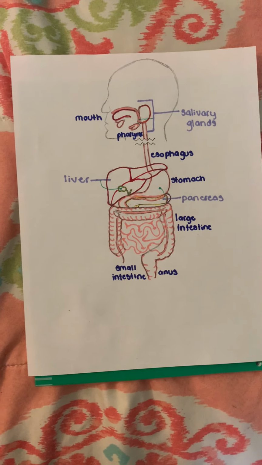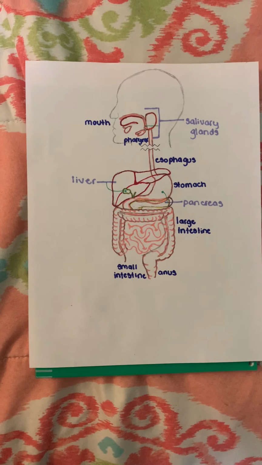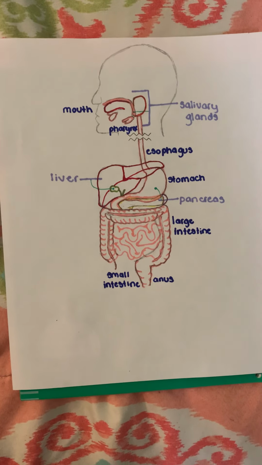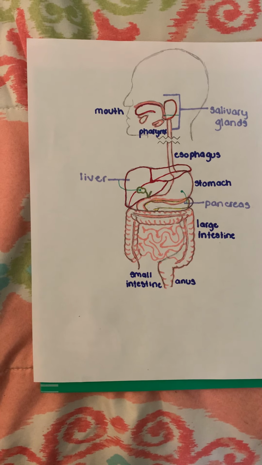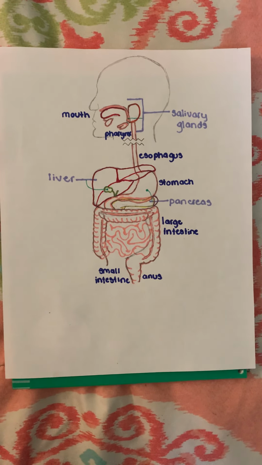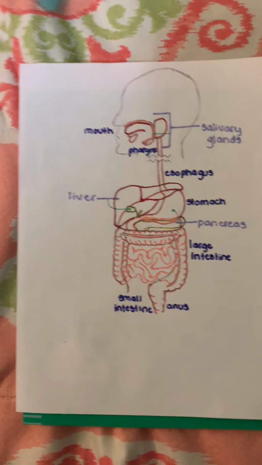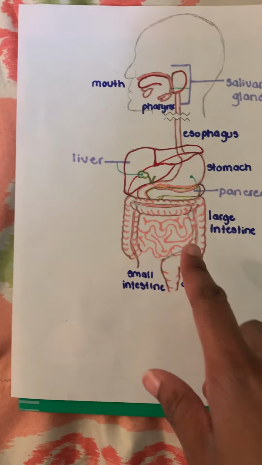Okay, so this is my week 7 essay question video response for AMP2. And the prompt was to make a drawing of the organs of the alimentary canal and label each organ. So I do that first. This is my drawing. It's not to scale because the esophagus was really long.